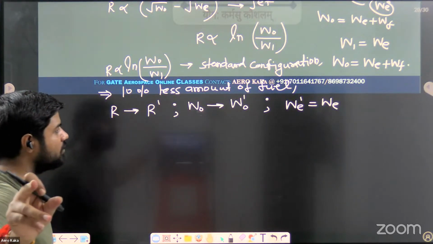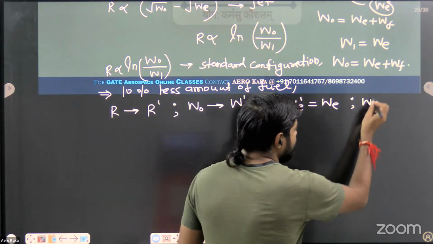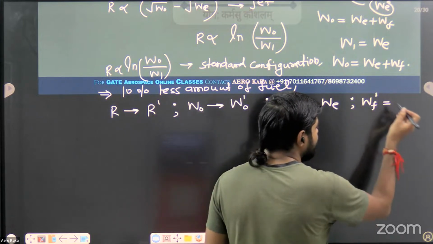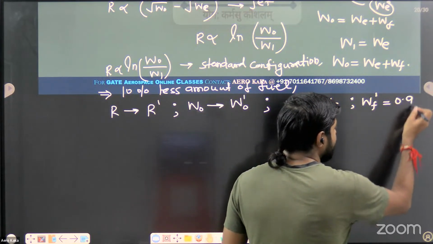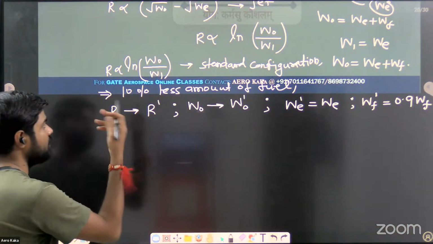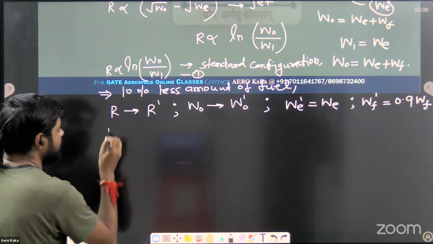Say yes or no first. And what about the weight of the fuel? Obviously, 10% less amount of fuel means WF prime is nothing but 0.9 times WF only. That's it. Just apply this condition. We can write, let's say this is equation number 1. Again, we can write equation number 2.